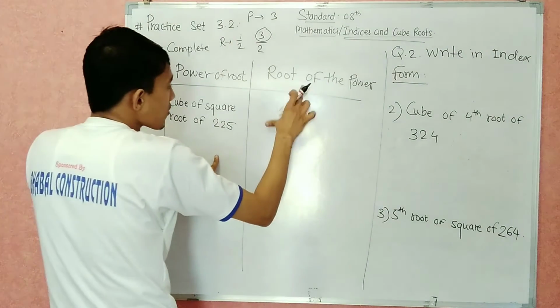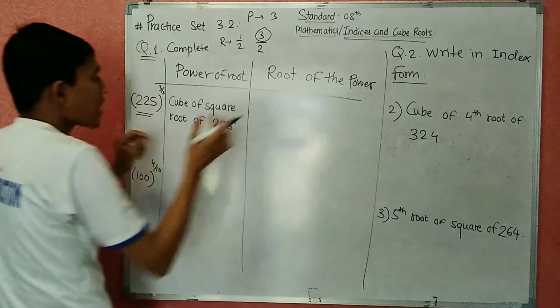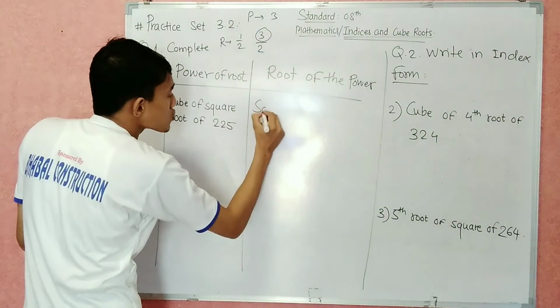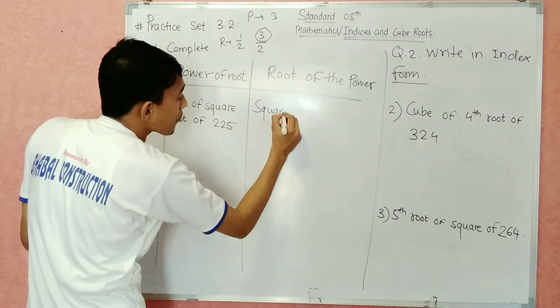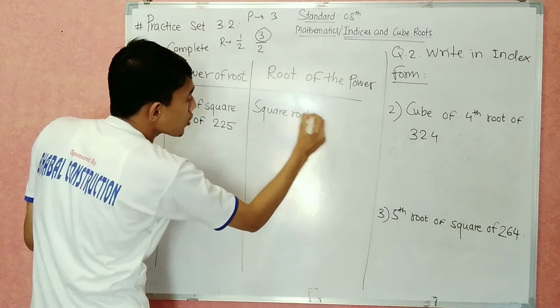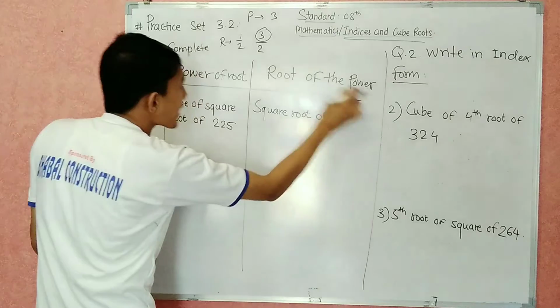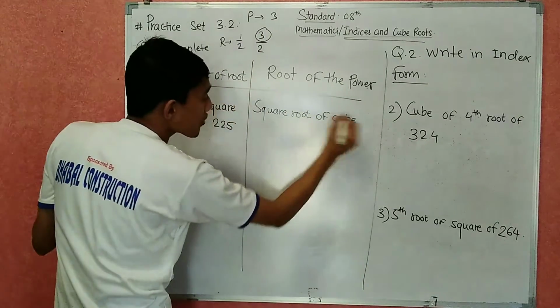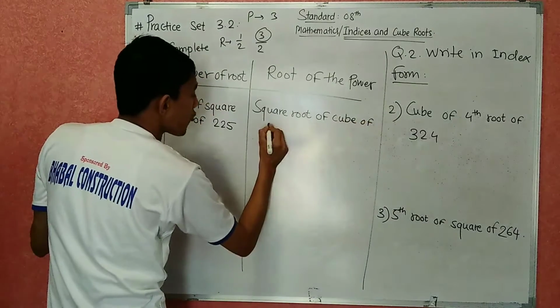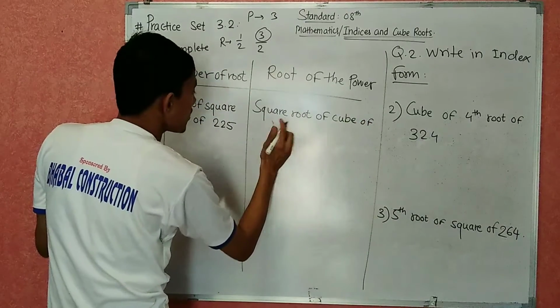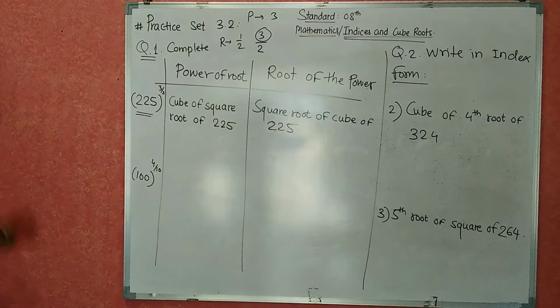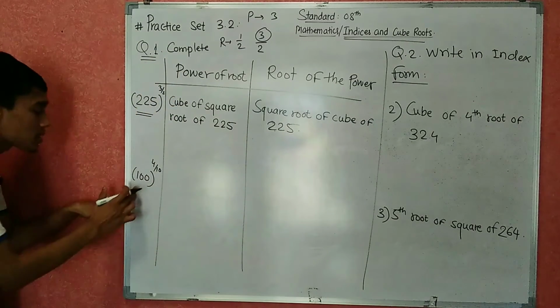Now another form is root of the power. So we have to take the root first. So square root of power, power is 3, that means cube. So square root of cube of 225.